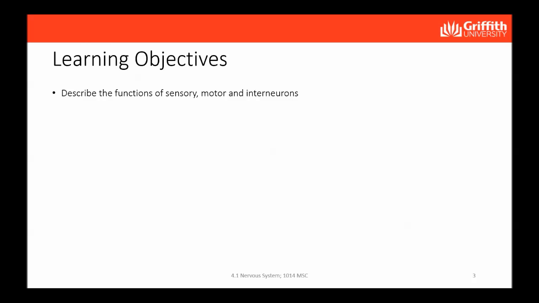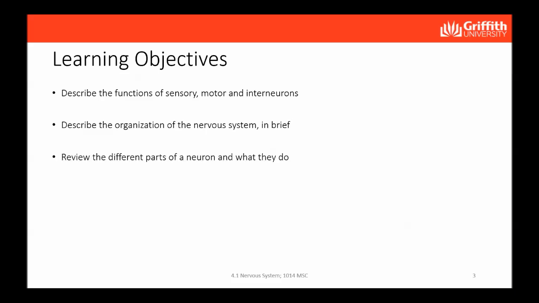The learning objectives for this topic are to describe the functions of sensory, motor and interneurons, to describe the organization of the nervous system in brief, review the different parts of a neuron and what they do, and to describe the structures and functions of glial cells in brief.